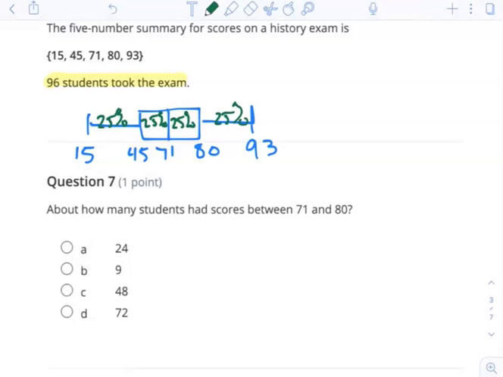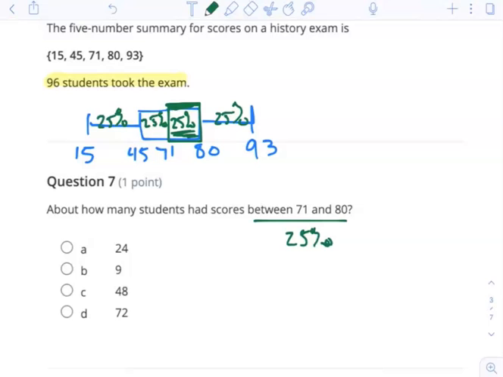Okay, that's going to be important for us. So we want to go between 71 and 80. So that's from here to here, if you can see what I'm coloring in. Okay, so 25% of the people got between 71 and 80. There's 25% of the people in here because that's between the median and the quartile 3.